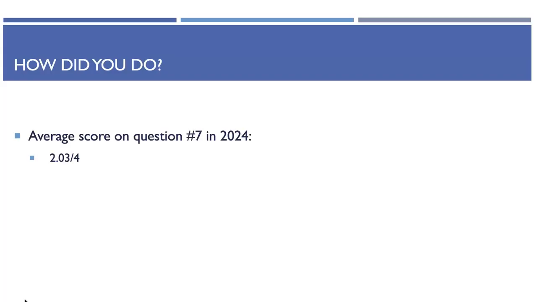How did you do? The average score on question number 7 in 2024 was 2.03 points out of 4, so just about 50%. If you earned 2 points, you're right on track with everybody else. If you earned 3 points, you're doing well. 4 points, you had to really know your chromatography to do this question and earn all 4 points.